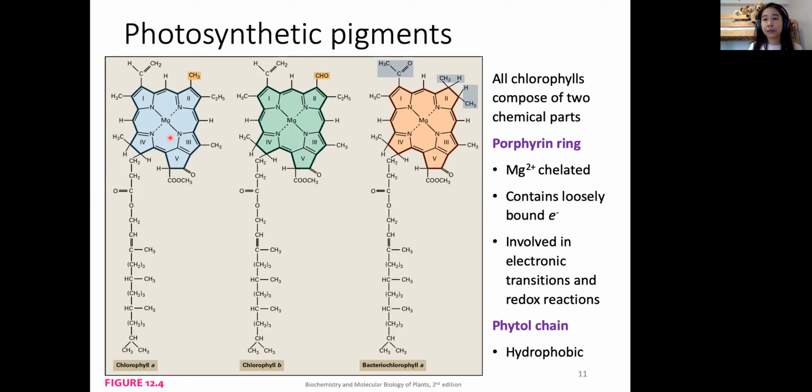That makes the chlorophyll special because electrons can move around, and then electrons from chlorophyll can be moved out into the electron transport chain that we'll talk about in the next video probably. So chlorophyll is the main photosynthetic pigment for photosynthesis. It's involved in electron transition and redox reactions.